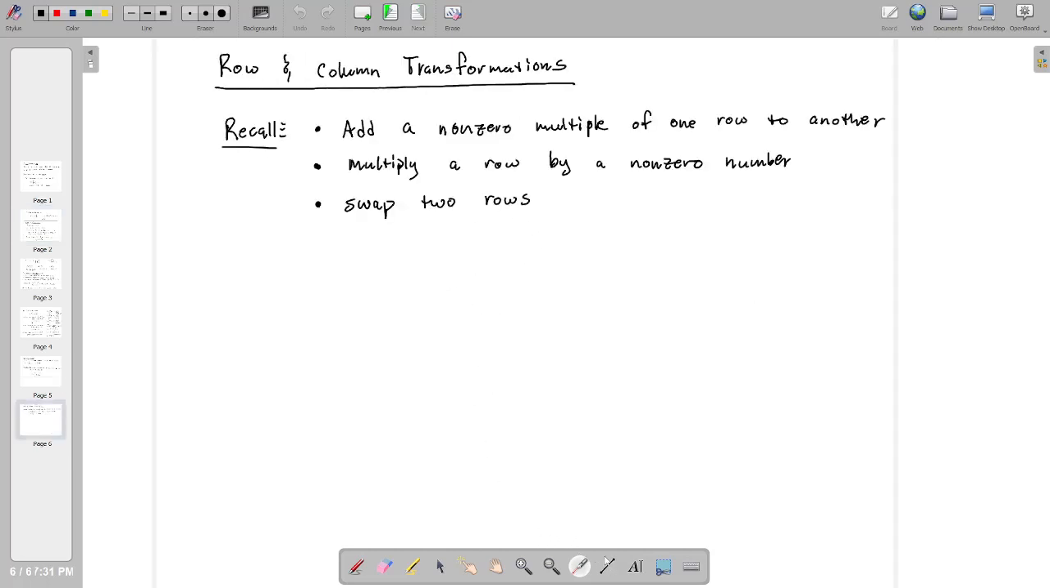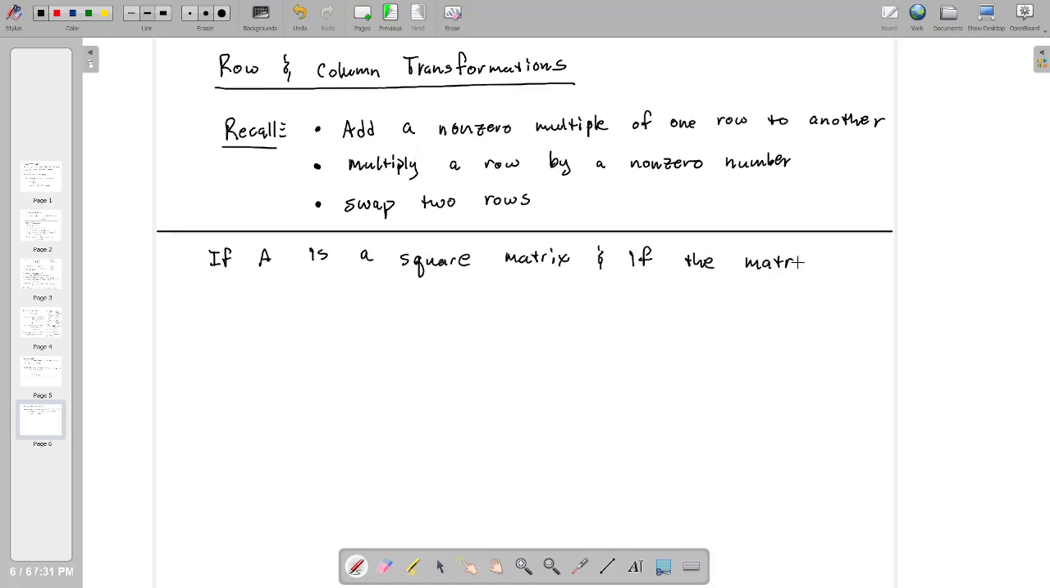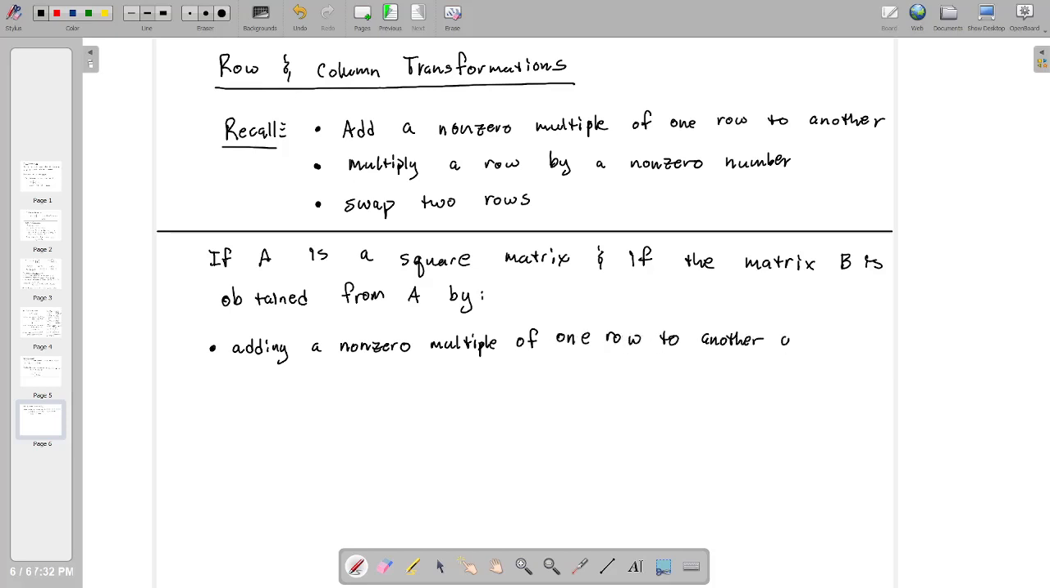So what I'm going to do is show you the three things that happen when we use these modifications on matrices. If A is a square matrix, and if matrix B is obtained from A by adding a non-zero multiple of one row to another or one column to another, then the determinant of A is equal to the determinant of B. Now, what I'm saying here is that if we add a non-zero multiple of one row to another in a matrix, it doesn't change the determinant, which is kind of interesting.